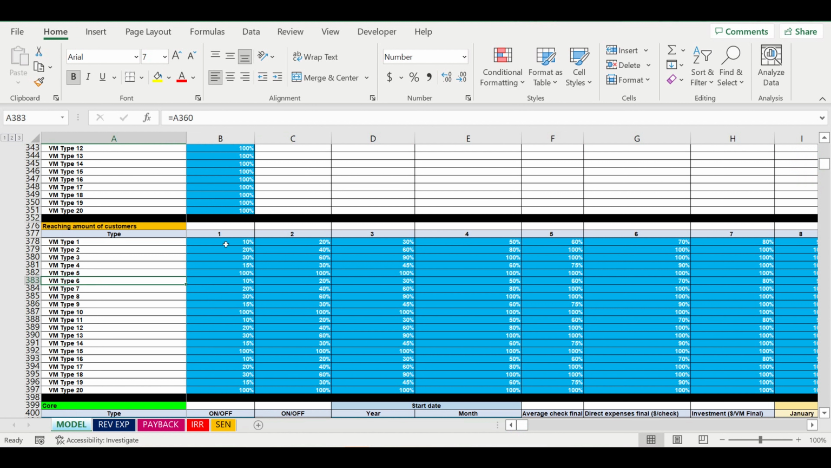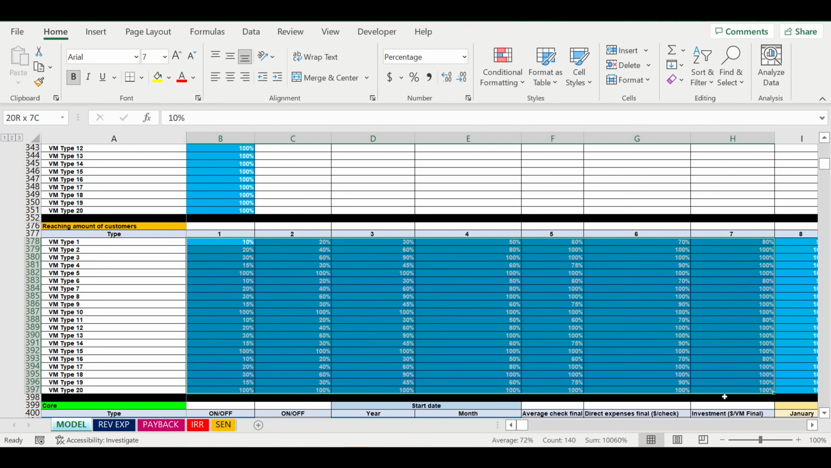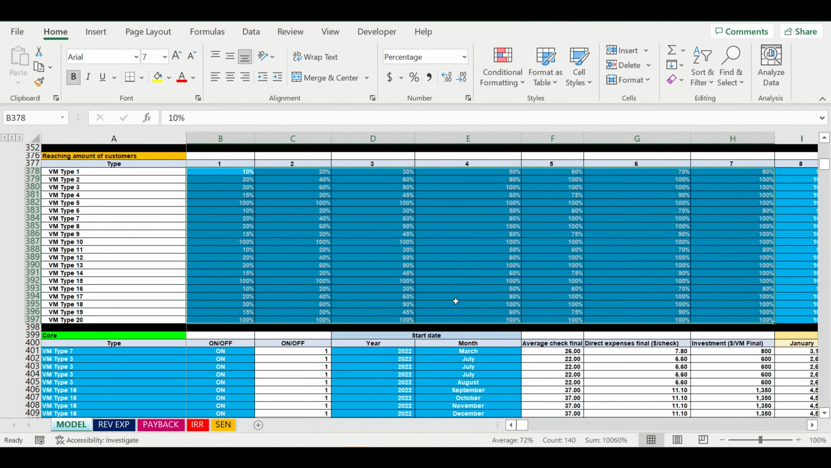Then we specify how fast we reach the planned revenues, the planned amount of customers. For example, this vending machine type can reach it very slowly. Some of them, if we put them inside the airport, will reach 100% of revenues right from the first month. So here we can specify how fast we are reaching the planned amount of customers.